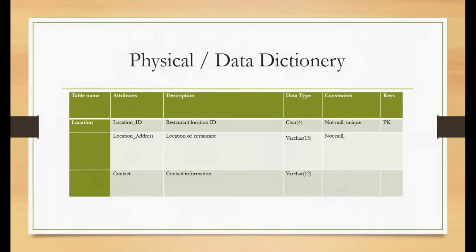Here's the physical model for location. We just have location ID as the primary key, and address and contact.